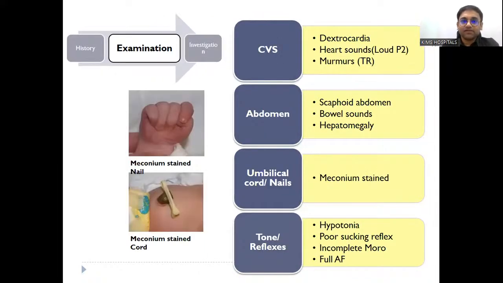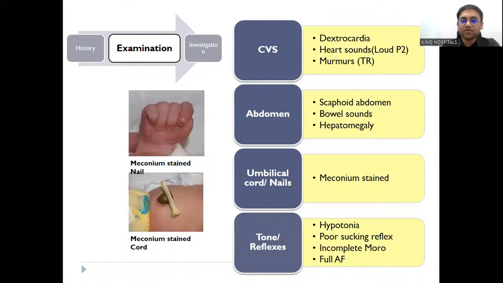Then the cardiovascular system can also contribute to respiratory distress. So check whether the heart is positioned normally or whether there is dextrocardia, whether the heart sounds are normal and heard in appropriate places, or whether there is any loud P2 or any murmurs, especially in PPHN. We can have a loud P2 and a tricuspid regurgitation murmur. This can be seen in preterm babies because the pulmonary pressure may be high.